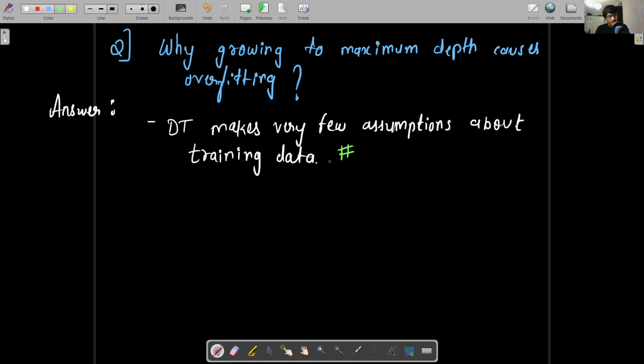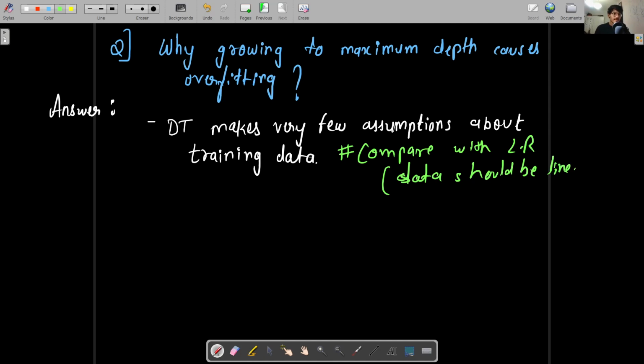First of all, let me start with the very basics: a decision tree makes very few assumptions about the training data. If I compare with linear regression, it assumes that our data should be linear. But here in decision tree there is no assumption.